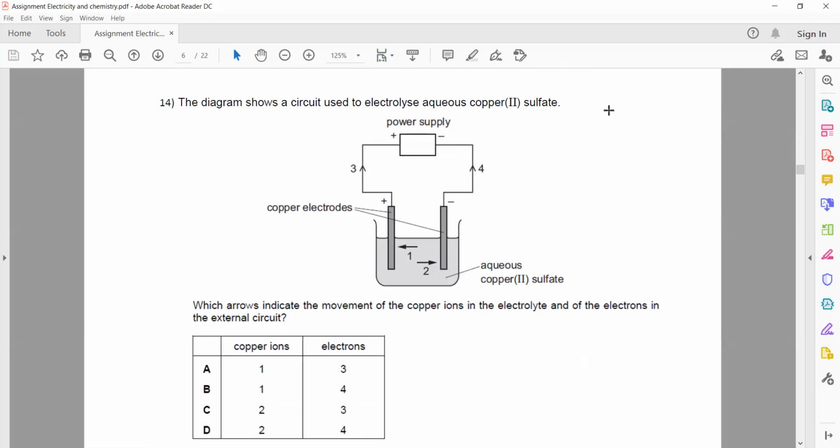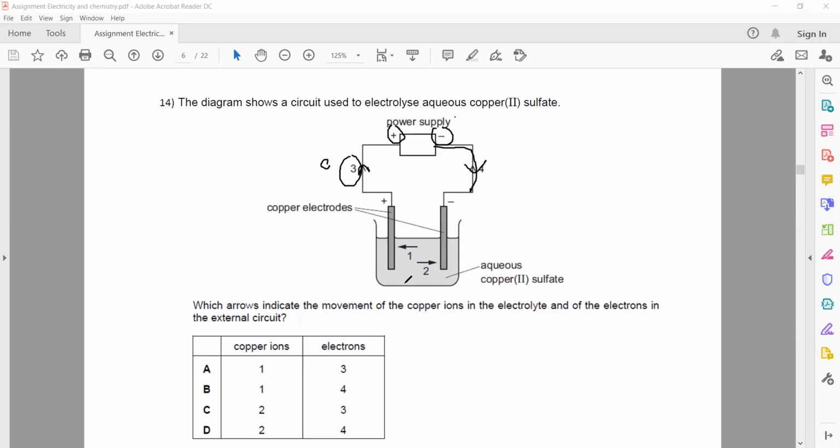This is the positive terminal of the battery. This is the negative terminal of the battery. Electrons always come out from the negative terminal and move towards the positive. So which arrow represents the movement of electrons? The movement of electrons is represented by the third one.